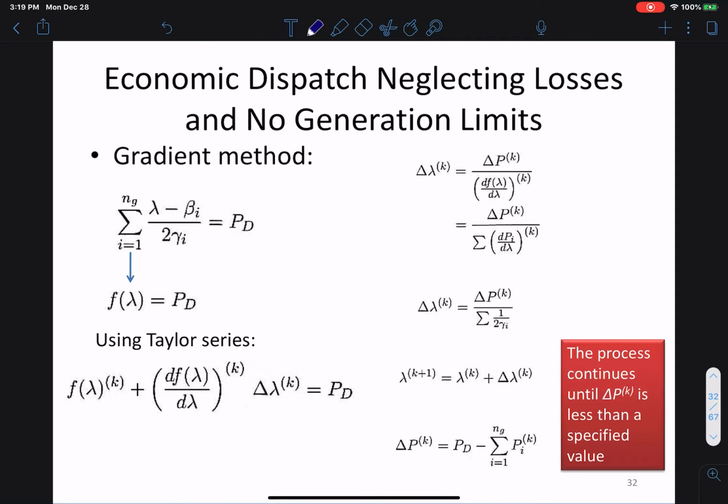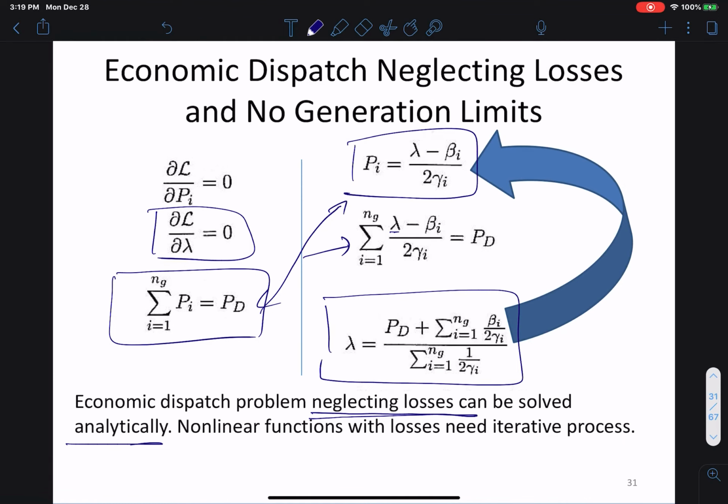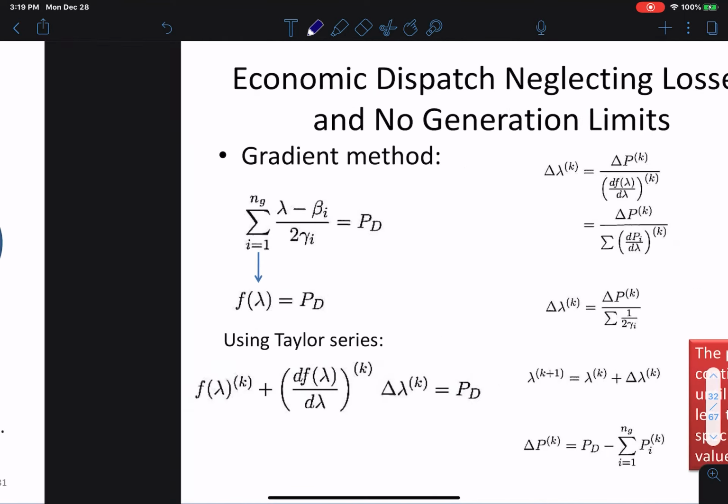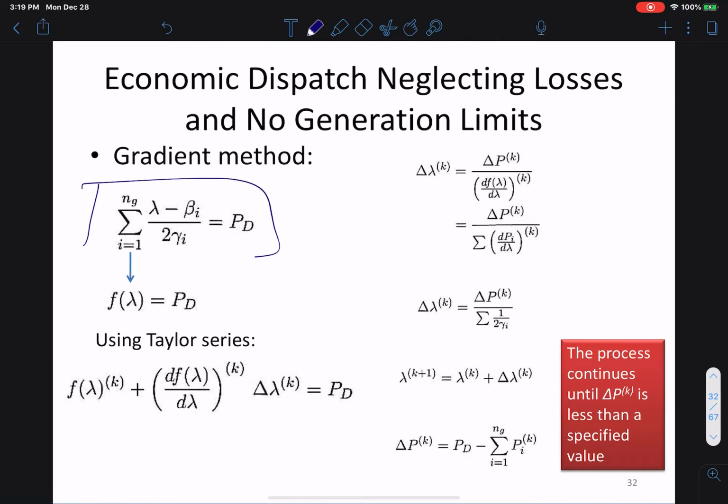So let me show you the analytical process, you know how to solve it. Let me show you how to do it with the iterative process. This is the equation we just saw. I'm going to bring this equation back here, so this is my f(lambda) equal to d.